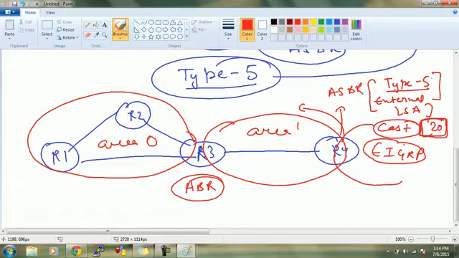It means R4 will redistribute which routes? External routes into OSPF in the form of which LSA? Who is generating this external LSA? R4. Let's say router ID for R4 is 4.4.4.4. It means who is the advertising router? 4.4.4.4. How? Because they belong to the same area.